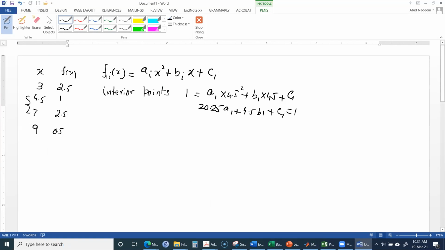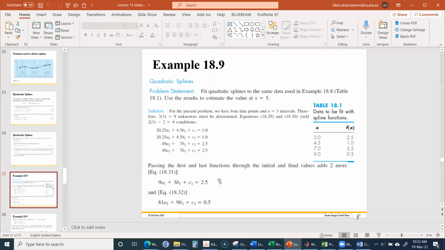And for the second interior point, the value is 2.5, and that will be a2 into 7 square plus b2 into 7 plus c2. 7 square is 49, so 49 a2 plus 7 b2 plus c2 is equal to 2.5. So we get the second equation.